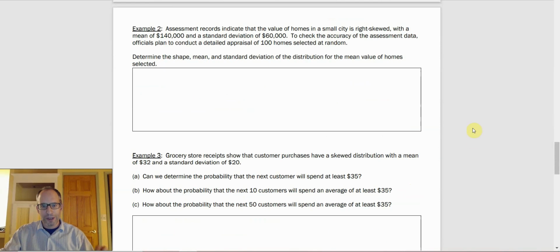Assessment records indicate that the value of homes in a small city is right skewed, which is usually the way that it works. Housing is one that's always kind of right skewed, right? Because whatever city you're talking about, there are always a few houses that are going to be insanely expensive. So then you end up with a right tail. And that's always the way it goes with housing. So this is sort of a classic example of a thing that's right skewed, real estate.